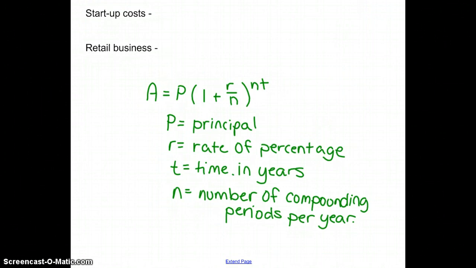So some of these variables you won't be familiar with. We have P, which is the principal, or the amount of money borrowed. We have R, which is the rate of the percentage. So for example, if your interest rate is 4%, R would be 0.04. T is the time in years. So if you're taking out a loan for 2 years, T is going to be 2. And N equals the number of compounding periods per year. So if it says it's compounded annually, that means once. Compounded monthly means 12, because there's 12 months in 1 year.